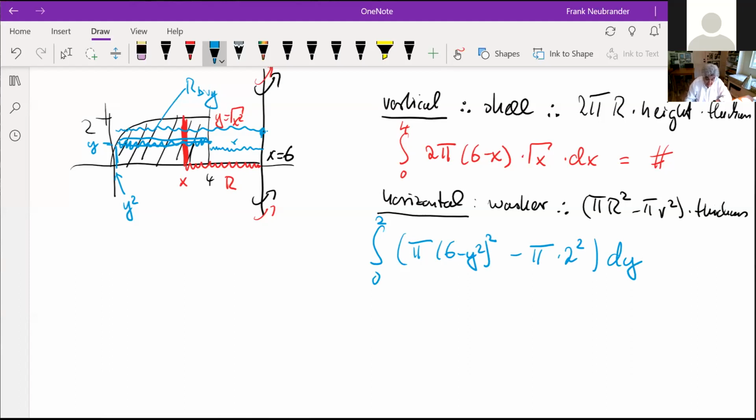And now again, you plug this into your calculator, compute the definite integral, and you get out a number. If the two numbers are the same, you know you did it right. If the two numbers are different, then at least one of the integrals must be wrong.